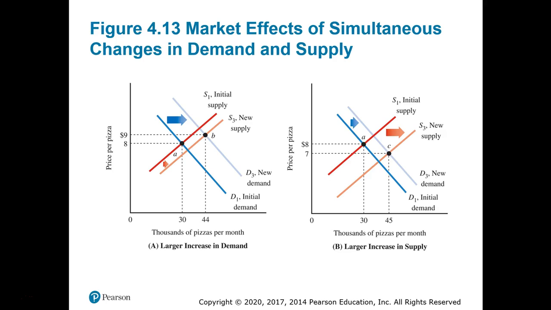This one is a change in demand on the left. On the right, it's a change in supply. The larger is the supply. We increase supply, it drops the price on the right-hand side. On the left, we increase demand, it increases the price. The same goes in the opposite direction.